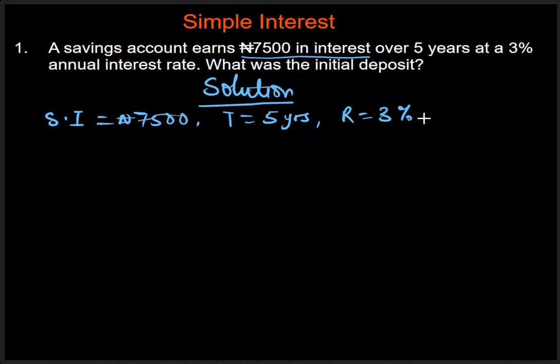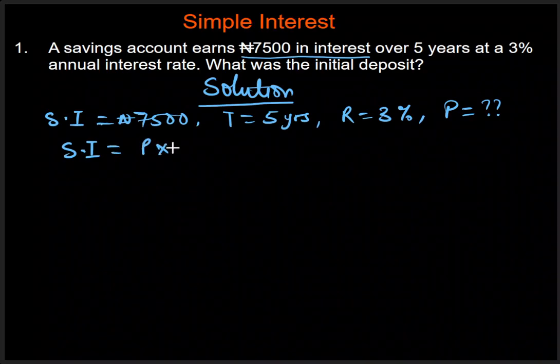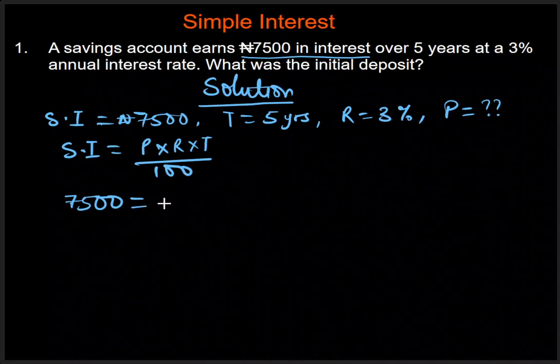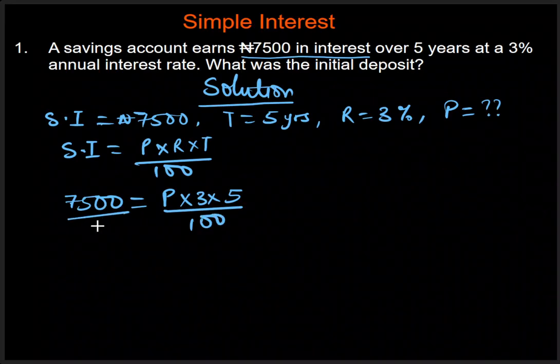So what was the initial deposit? Initial deposit is us looking at the principal. So what are we looking at? Still the formula of simple interest. Simple interest equal to P times R times T all over 100. Now in this case, we have been given the simple interest, but the principal is missing. So our simple interest is equal to 7,500 naira equal to our principal P times rate is 3 times time is 5 all over 100, and then this will be all over 1.